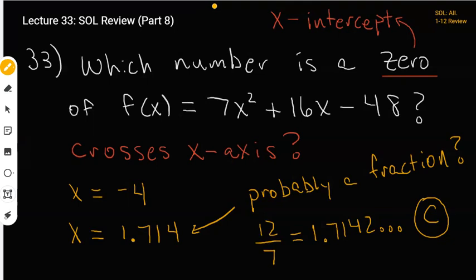Not every decimal can be written as a fraction, especially pi. So sometimes they're fractions, sometimes they're not. And -4 is a whole number. Okay, everybody ready to move on from this? Okay, let's try 34.